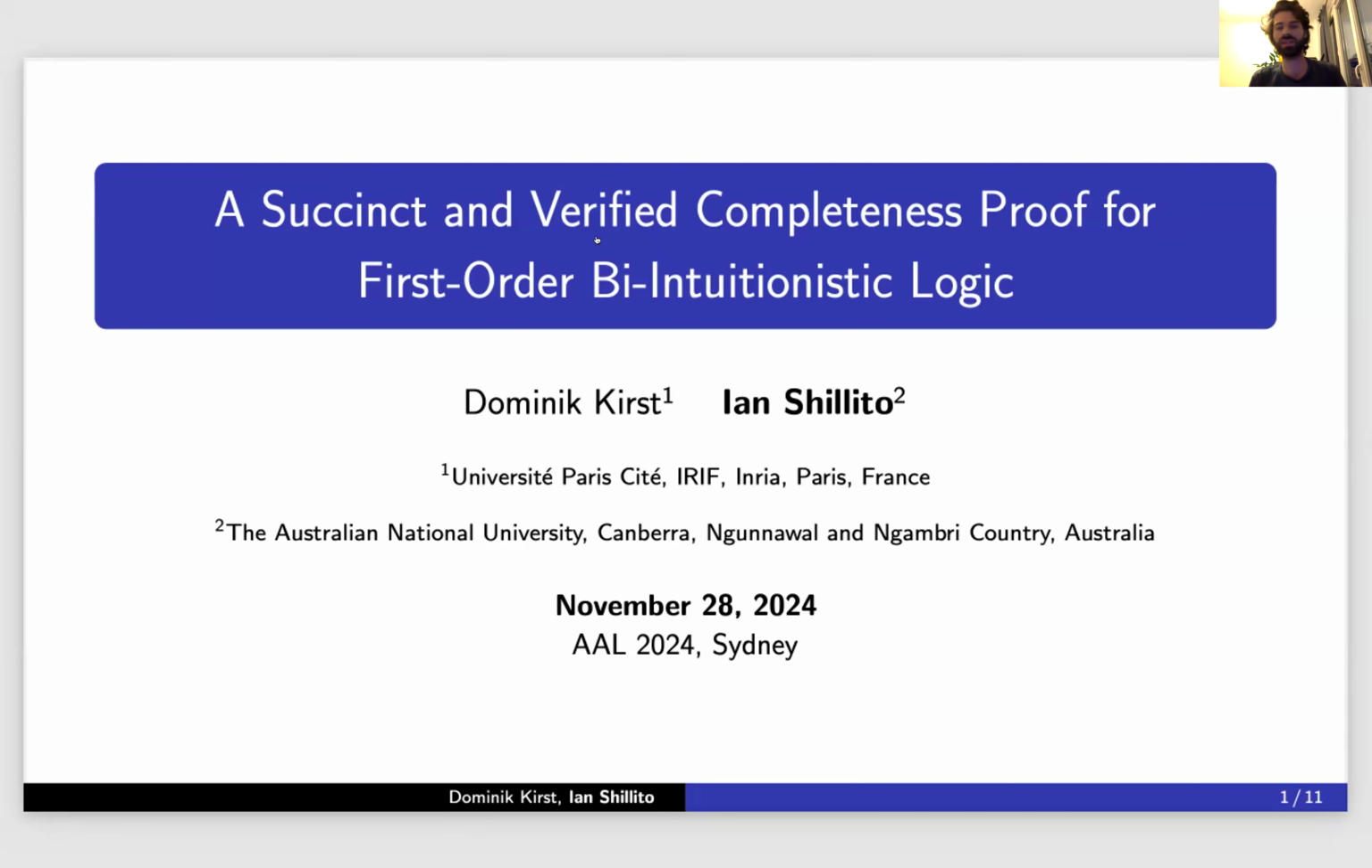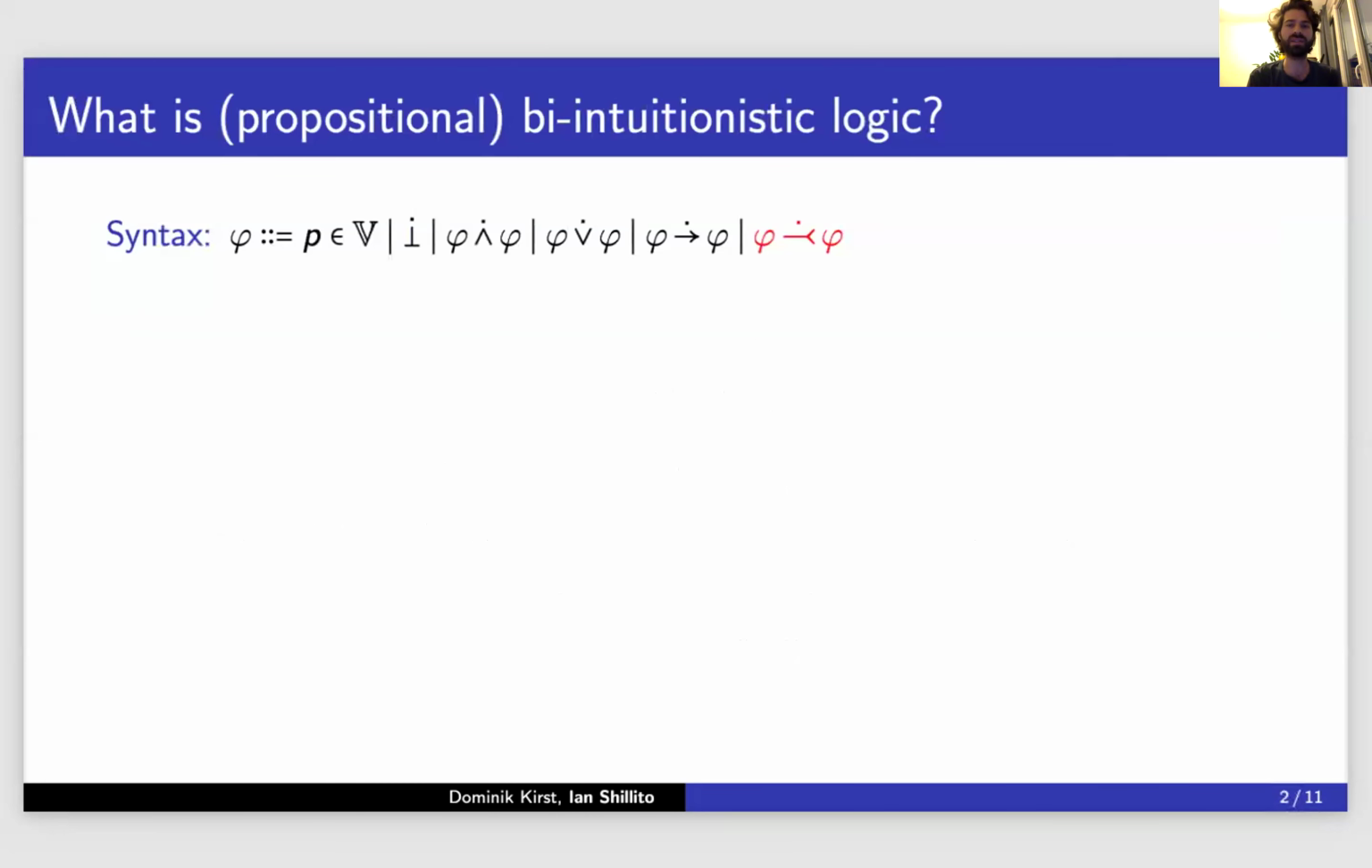So I'll try to give you an idea about what bi-intuitionistic logic is, despite the fact that I think you had already an introduction earlier today by John T. And then I'll move on to what is our succinct and verified completeness proof and what its structure is roughly. So, okay, let's start with what BiInt is.